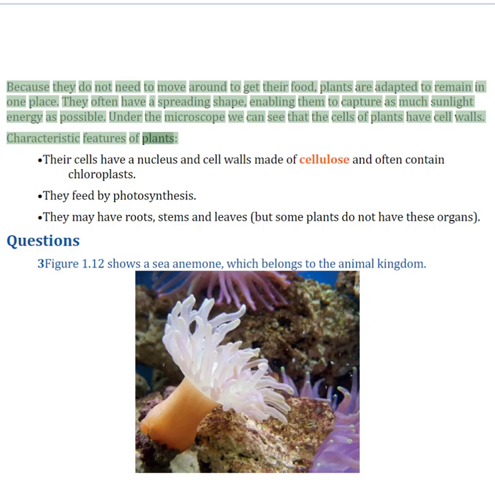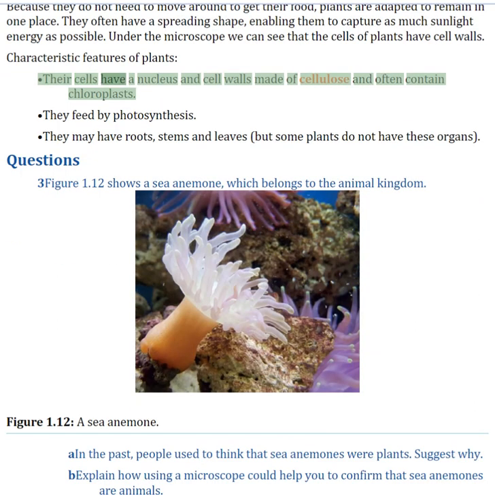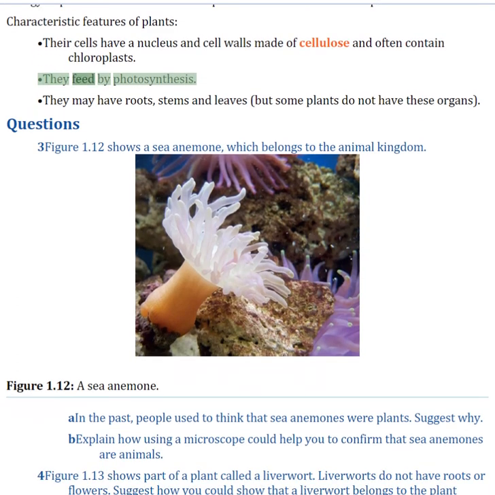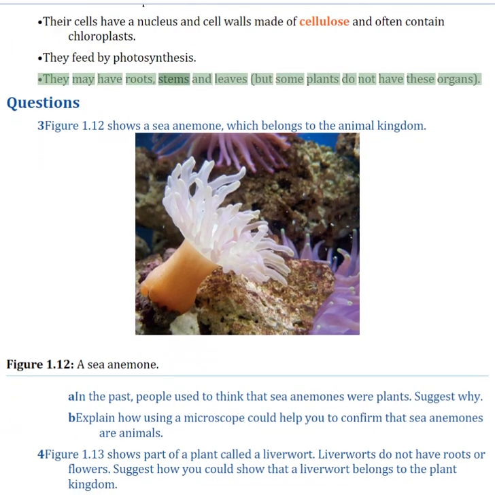Characteristic features of plants. Their cells have a nucleus and cell walls made of cellulose and often contain chloroplasts. They feed by photosynthesis. They may have roots, stems and leaves.